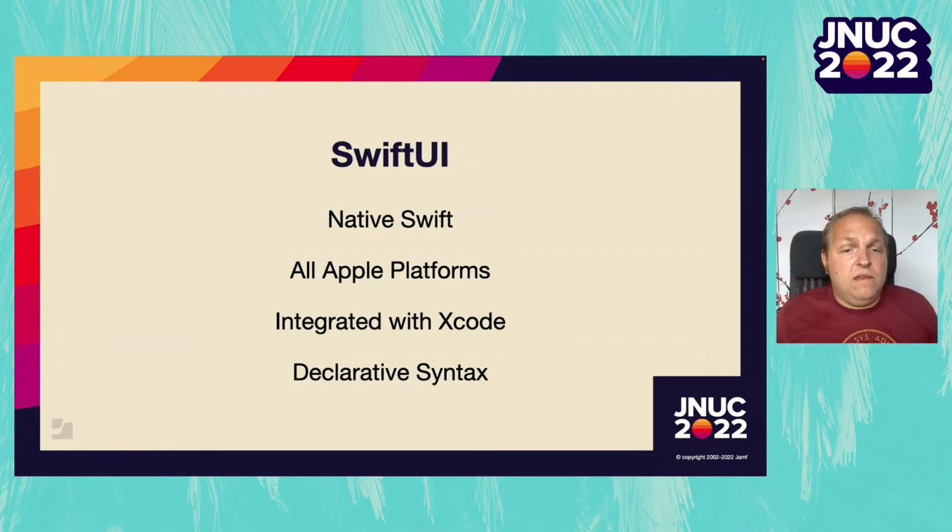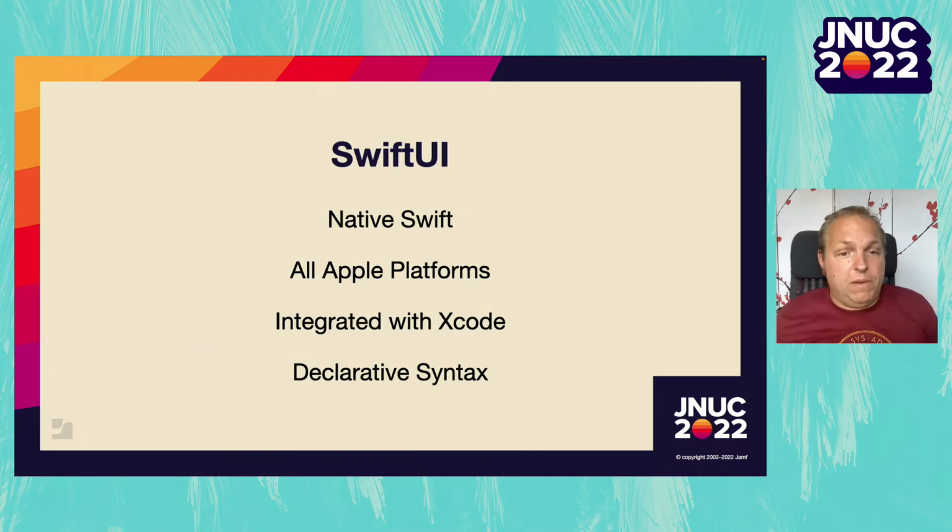The idea is it is native Swift. AppKit and UIKit were originally written for Cocoa, and while there is a great Swift bridge for these frameworks, you can tell that some of the paradigms and some of the ideas in the framework don't really match the Swift philosophy very, very well.